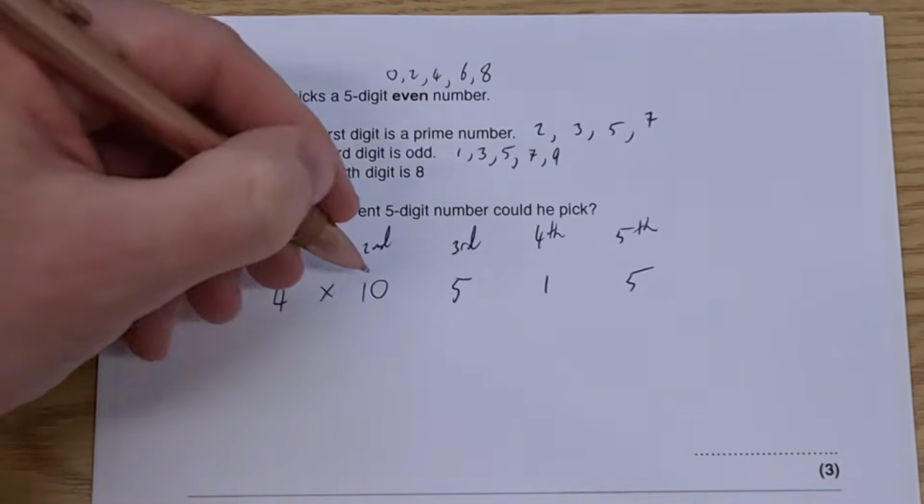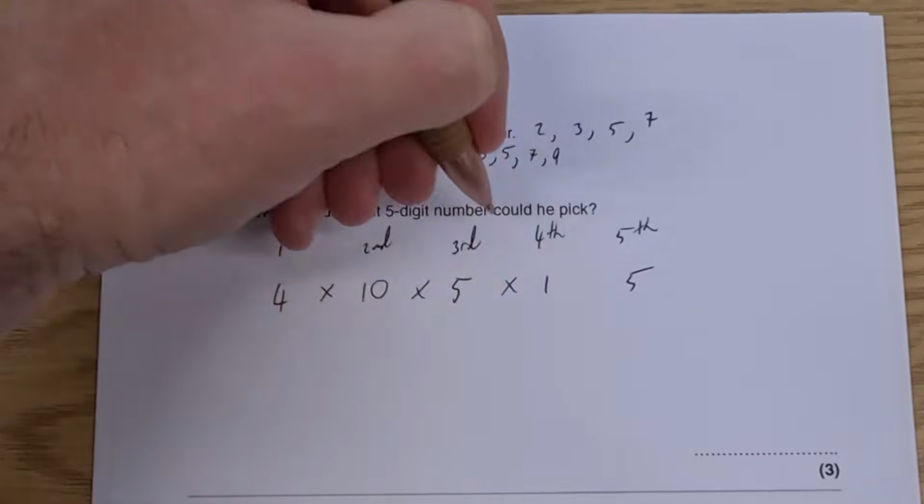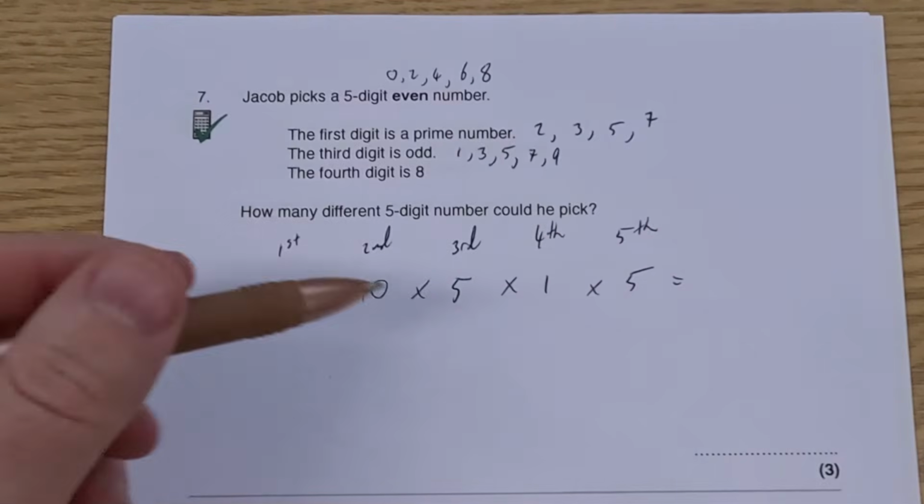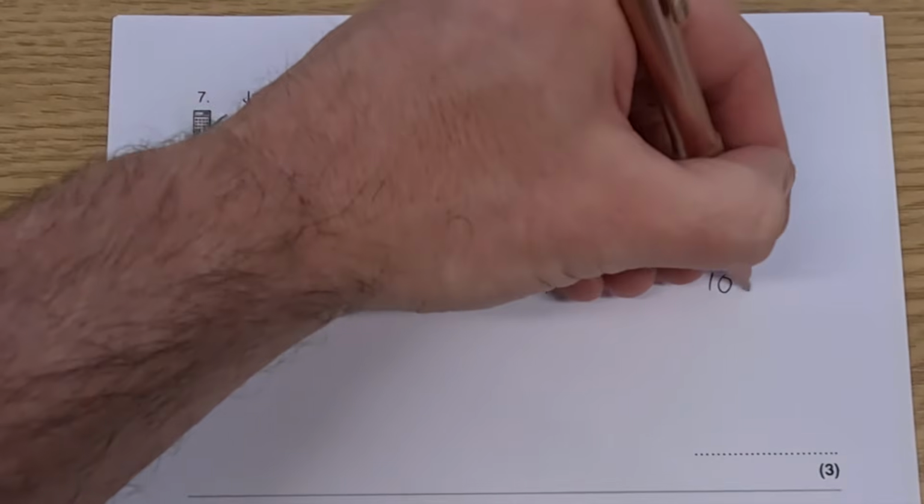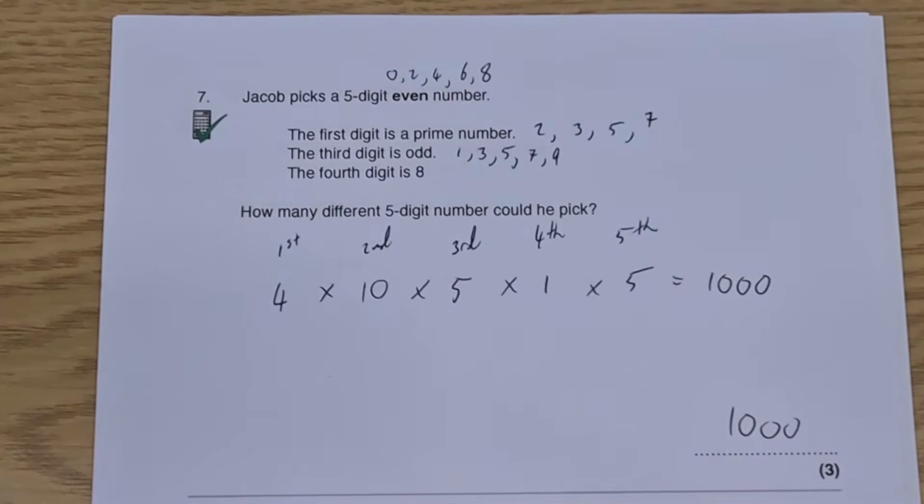So if we do 4 multiplied by 10, multiplied by 5, multiplied by 1, multiplied by 5, that'll tell us how many different 5-digit numbers Jacob could pick. And that's equal to 1,000. So there's 1,000 different options. And that's it. Okay, let's look at the next question, question number 8.